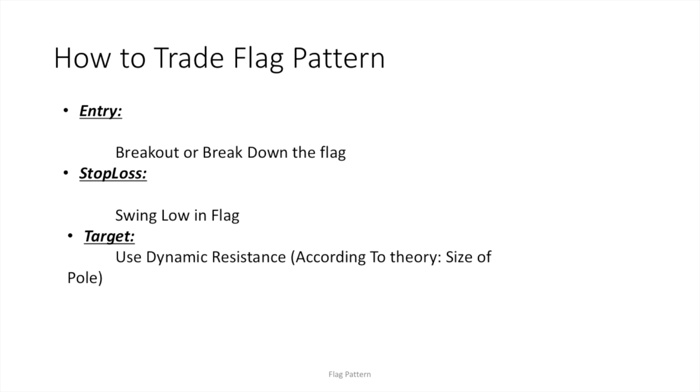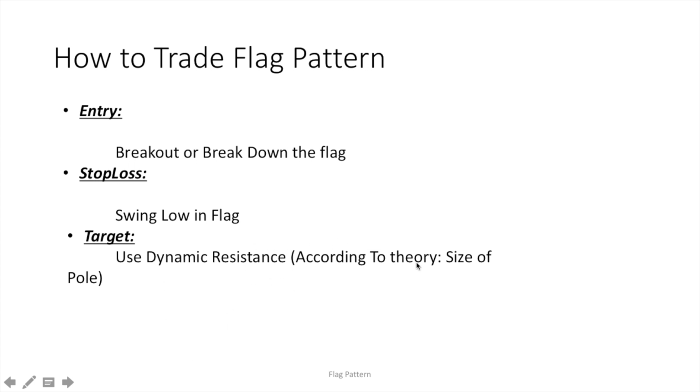Now, how to trade the flag pattern. What is the entry point for the flag pattern? Breakout or breakdown of the flag. Stop loss is the swing low in the flag, or you can keep 0.5% below your swing low for safety. And target, you can use dynamic resistance like a moving average, or a support level, because I want to catch the trend. In a trend we have a pause, again we have a breakout or breakdown, then we have to capture the whole rally, so I can use dynamic resistance or a support level.